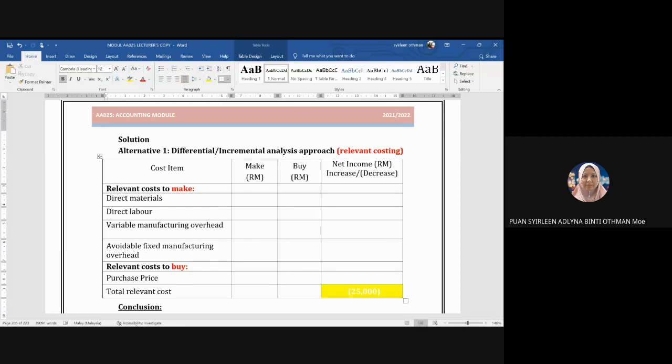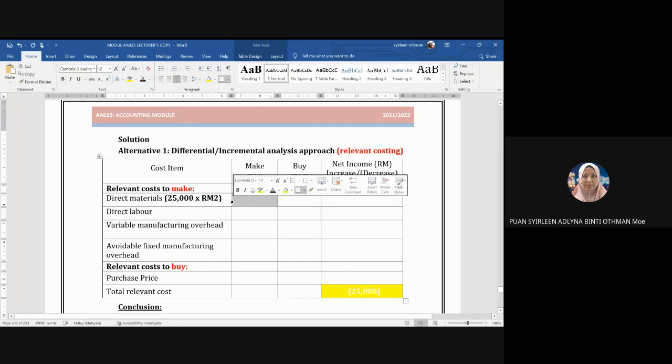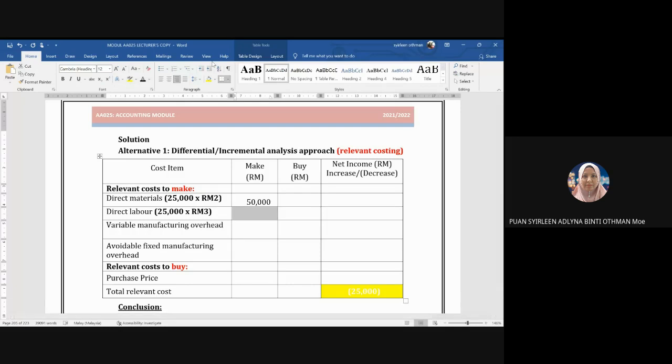Okay, so direct materials ni, kalau kamu tengok, okay, sebenarnya macam mana kita dapat nilai tu? Kita dapat nilai tu daripada 25,000 unit darab RM2. So untuk make, I will need to tanggung 50,000. Okay, alright. Direct labor, okay, sebenarnya ialah 25,000 darab RM3. Okay, ada orang yang cakap, Madam, perlu ke tunjuk yang dalam bracket ni? Yes, perlu.